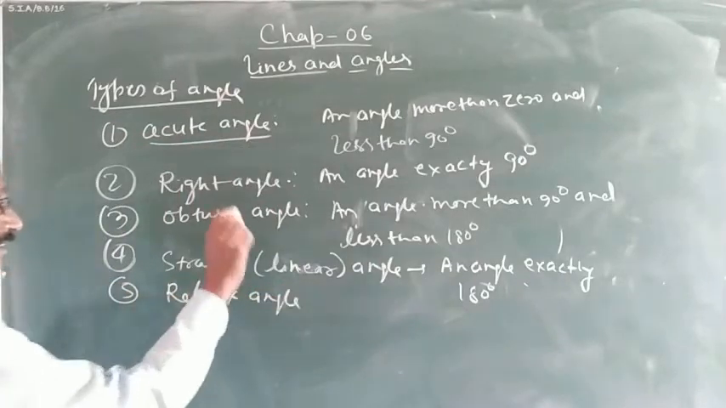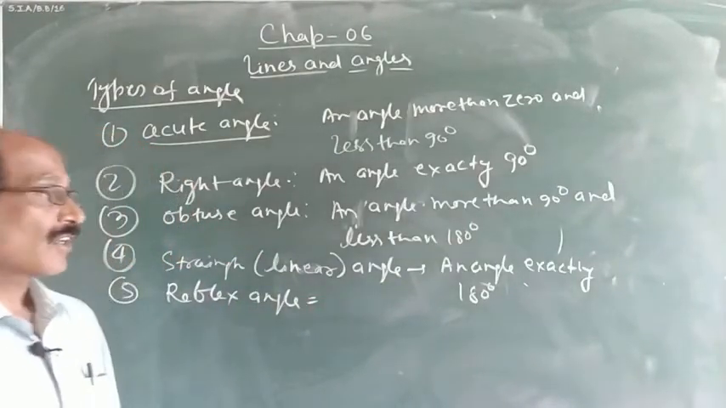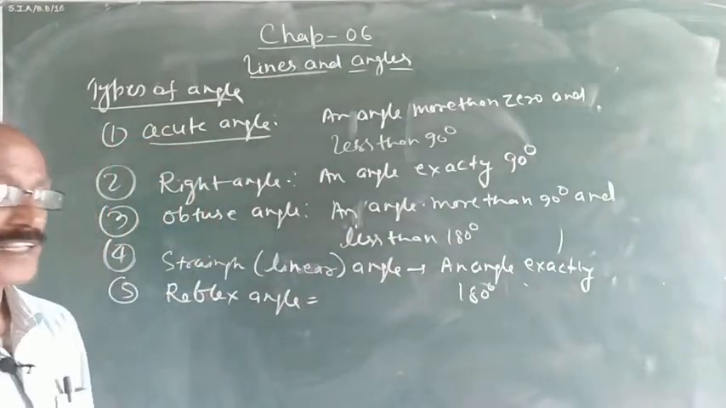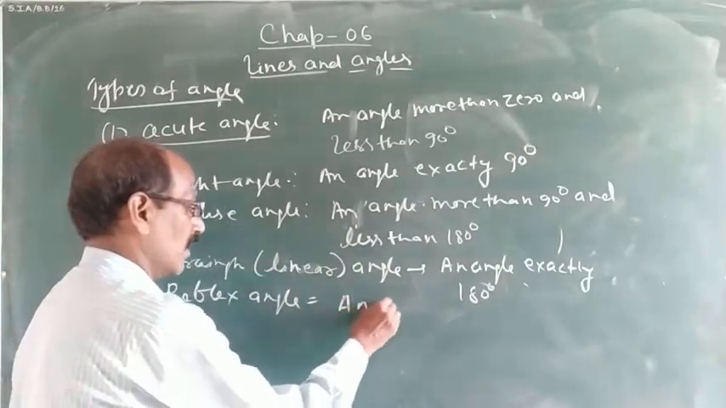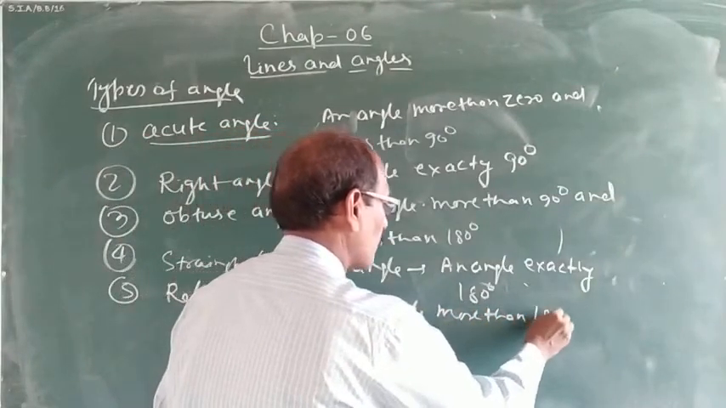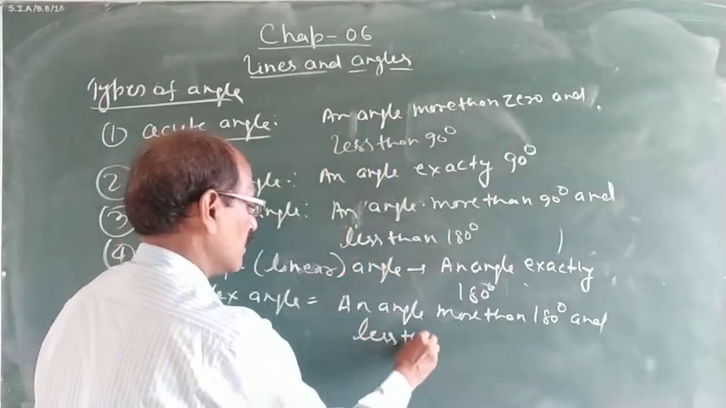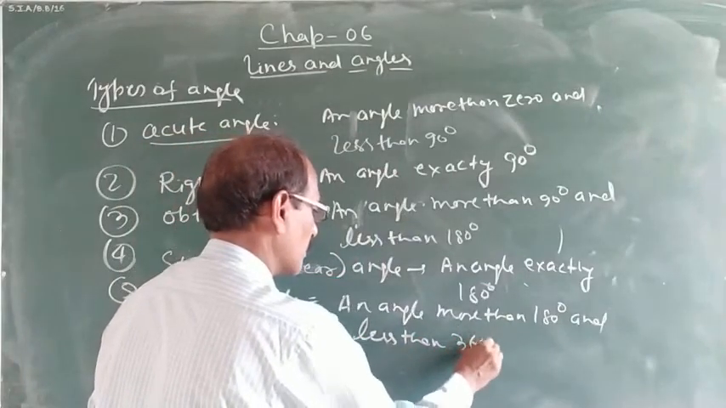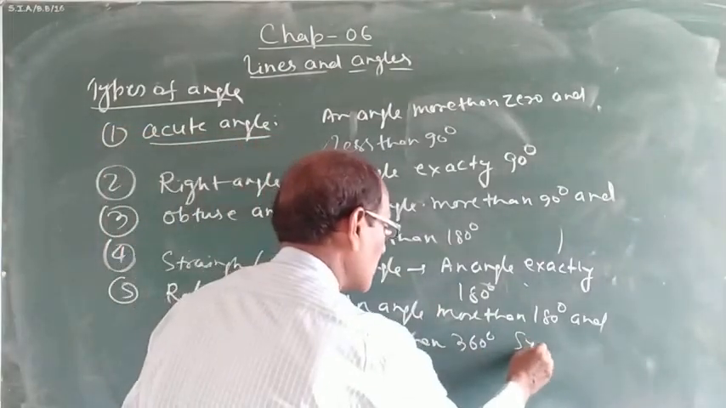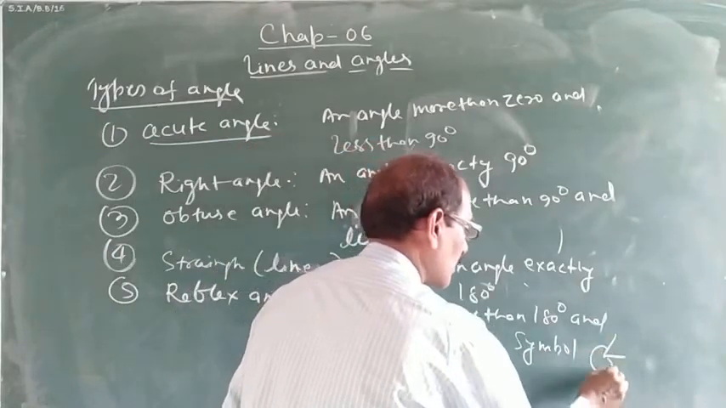Reflex angle. What is the reflex angle? An angle that is more than 180 degrees and less than 360 degrees is called a reflex angle. Now the symbol of reflex angle, in this way, this is known as the reflex.